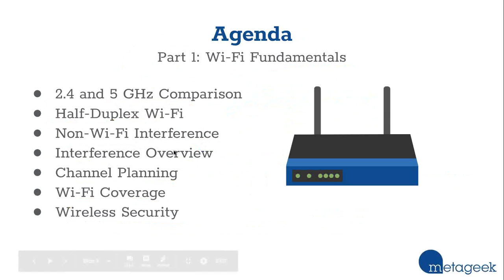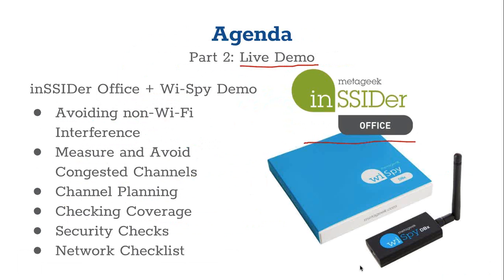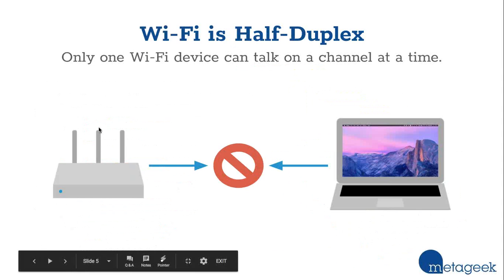As we transition into part 2 of this webinar, we're going to jump into a live demo with Insider Office and the WiSpy. Here's a picture of what the WiSpy looks like. This is the WiSpy DBX, our dual band model that does both 2.4 and 5 gigahertz. We'll use those tools to do a few common tasks like avoid non-Wi-Fi interference. We'll also use it to measure and avoid any congested channels, any channels that have a lot of Wi-Fi congestion on them. And then we'll talk about how to use them for channel planning, checking coverage, and performing security checks. At the end we'll run through a network checklist that you can use to make sure that your network is ready to go using Insider Office and the WiSpy.